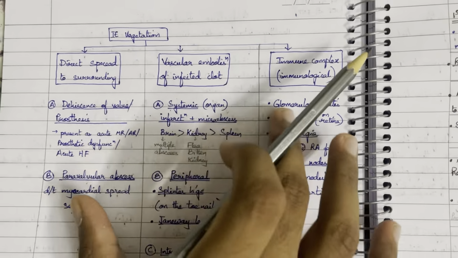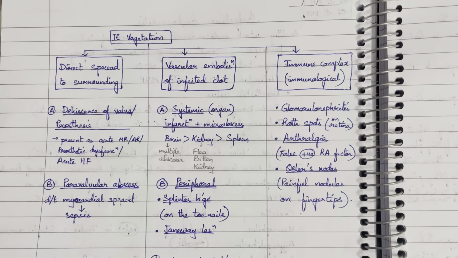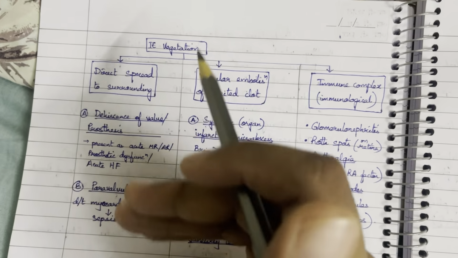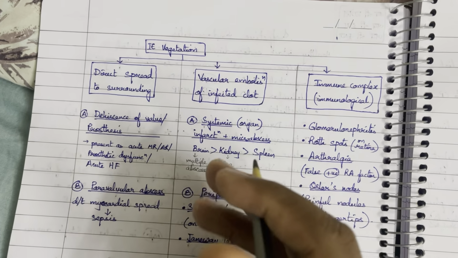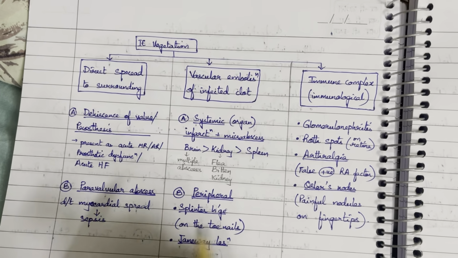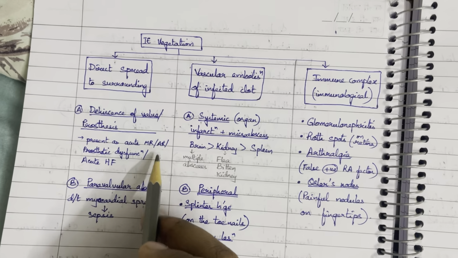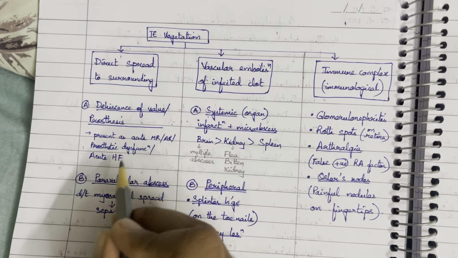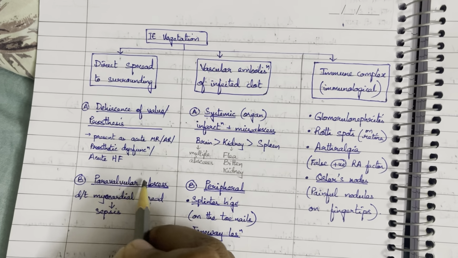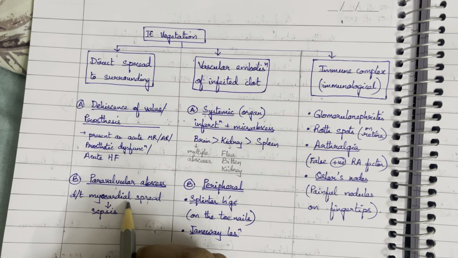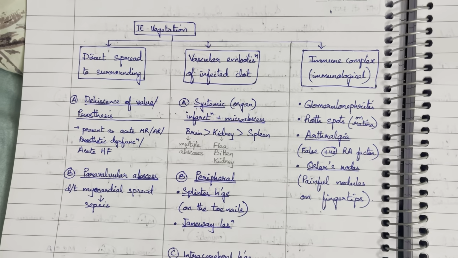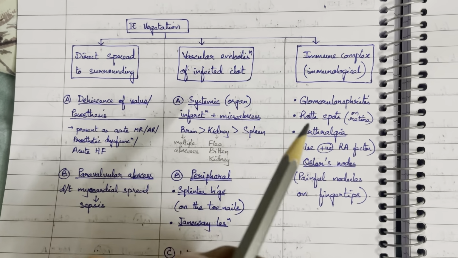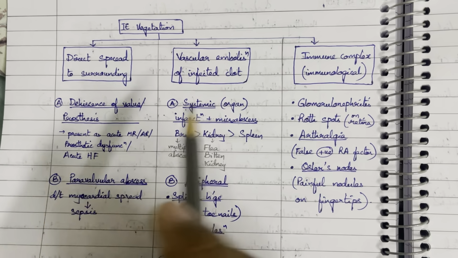Then the sequelae. First, the vegetation can spread directly to the surroundings, the endocardium near the valve. So there can be dehiscence of the valve or the prosthesis. This can present as regurgitation. The valve is gone, so acute MR or AR, prosthetic dysfunction, something like that, acute heart failure. Then this is infecting the valve, regurgitation. Next, around the valve, paravalvular abscess. There can be myocardial spread or sepsis. There can be ring abscess or myocardial abscess, something like that.